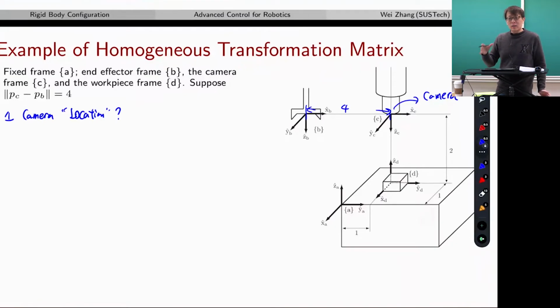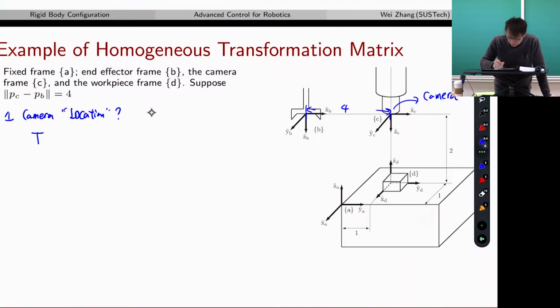Of course, when you ask the location, you always refer to a certain frame, right? You need to fix the frame. Let's express it in the fixed frame. How to represent it? Homogeneous transformation matrix.